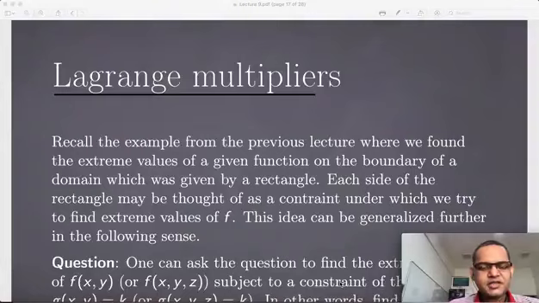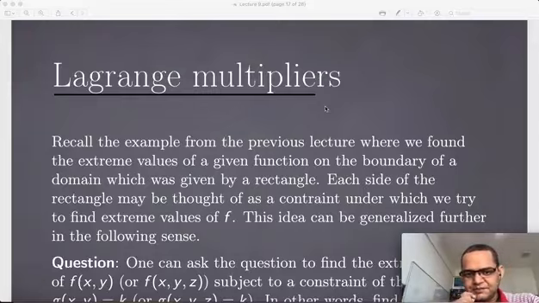We are going to continue our discussion on maxima minima for functions of 2 variables and 3 variables, and we are going to introduce to you a new method in this topic. This method is called the method of Lagrange multipliers.